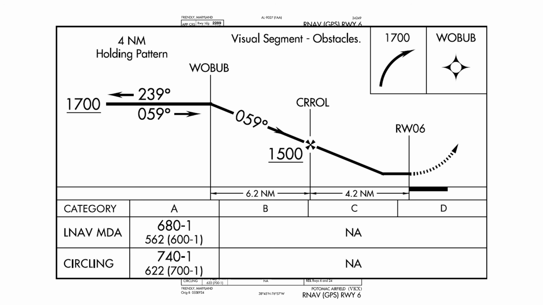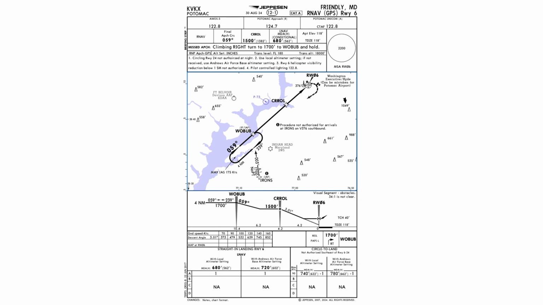Sometimes on these plates, you'll see a vertical descent angle published, with the angle which takes you from the descent down to the published threshold crossing height. That angle is not shown here because of the note at the top saying visual segment obstacles. There's obstacles that get too close to that vertical descent angle below the MDA, so the designers don't want you looking at that. Luckily, the Jeppesen plate can provide more insight.